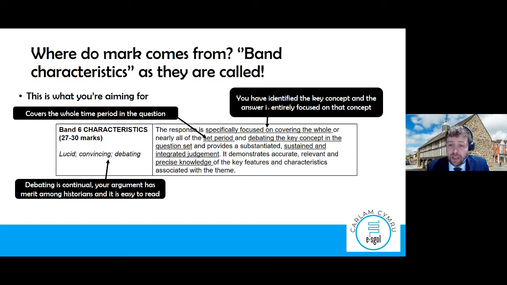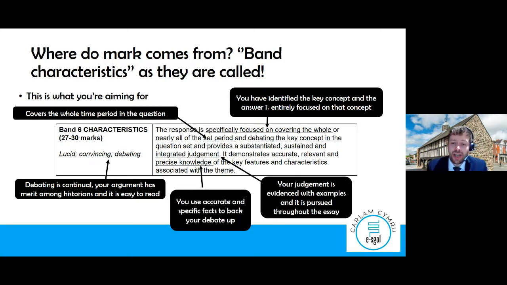In terms of debating the key concept, what it means is that you've identified that key concept, and then the answer is entirely focused on that concept. There's not any chance for anyone to say that you've drifted. Right? A famous, popular thing to write in the margin is "drift", drifting away from what the question is specifically asking you. So you need to keep it tight to the specific question.